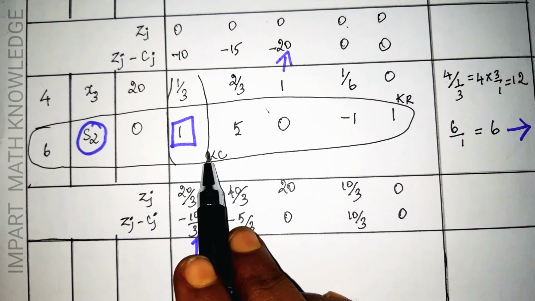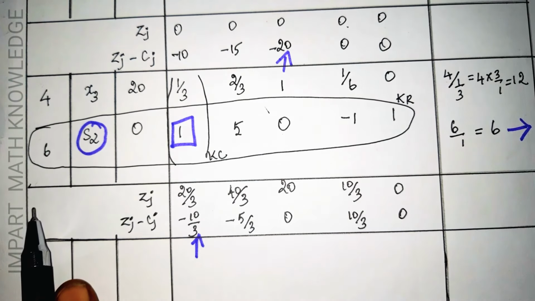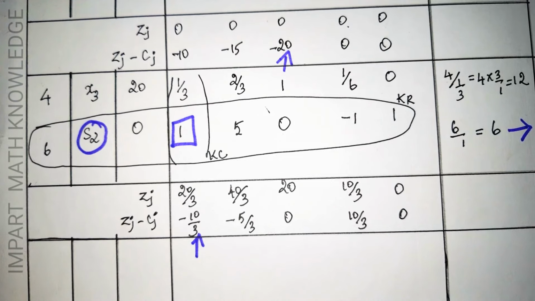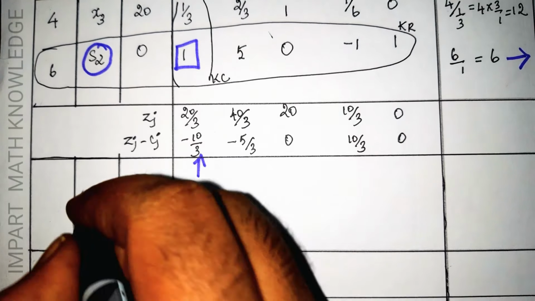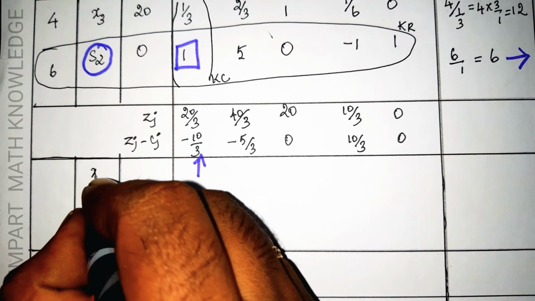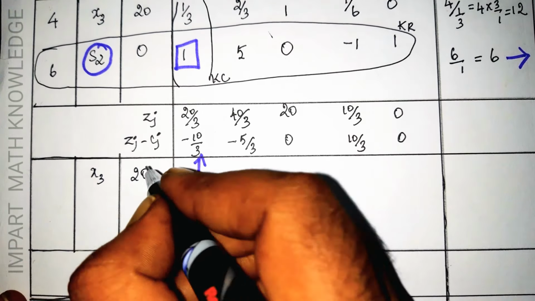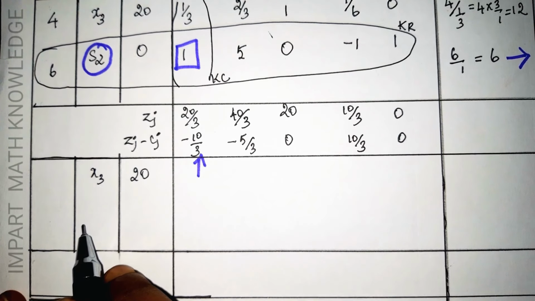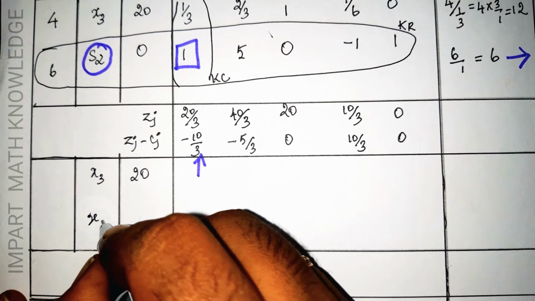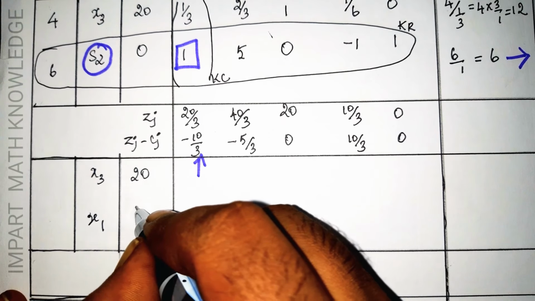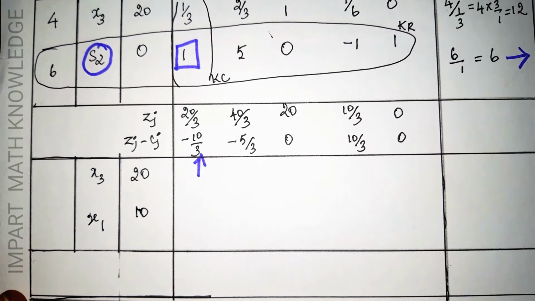This is key column and this is key row. Now we move on to the next table. For the next table, x3 value is 20. In the place of S2, you put x1. For x1, the value is 10. This is taken from the objective function.